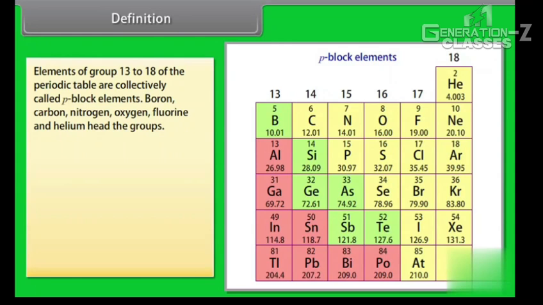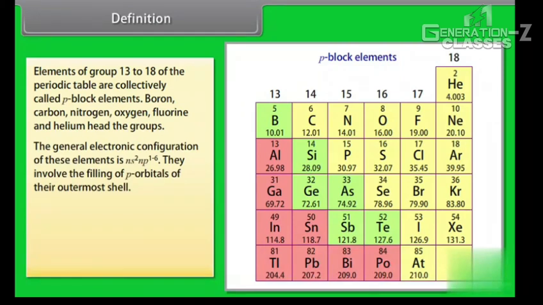Definition. Elements of group 13 to 18 of the periodic table are collectively called p block elements. Boron, carbon, nitrogen, oxygen, fluorine and helium head the groups. The general electronic configuration of these elements is ns2np1-6. They involve the filling of p orbitals of their outermost shell.